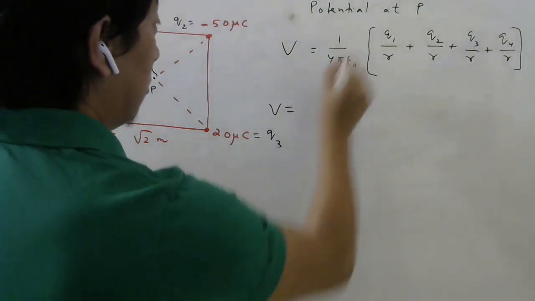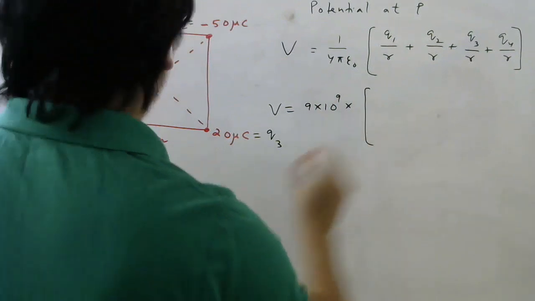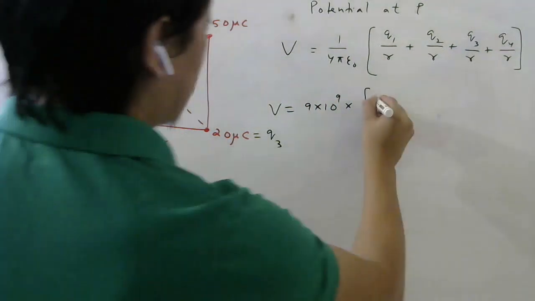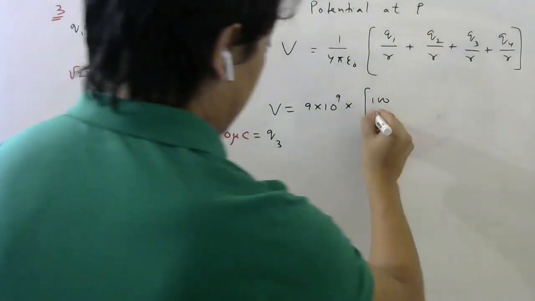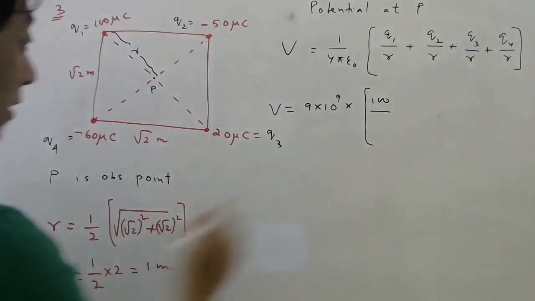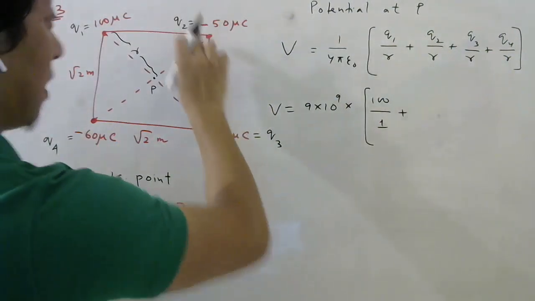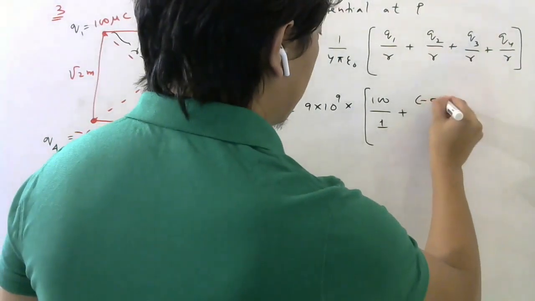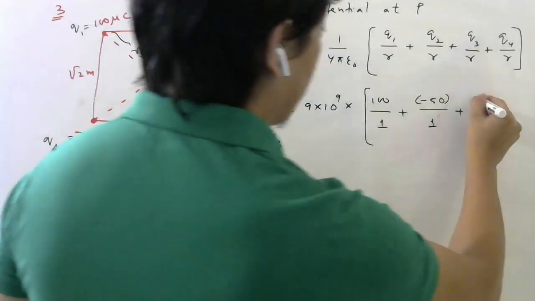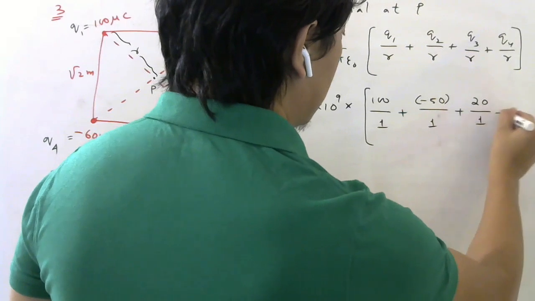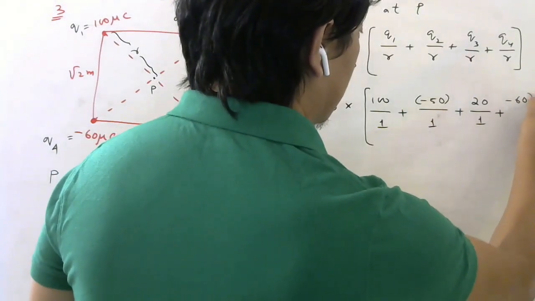Now this value is 9 into 10 power 9. Q1 is 100 microcoulomb. So I can write 100 right now, microcoulomb I will write, don't worry, divided by R. R is 1. Plus Q2 is minus 50. If it is minus, you have to write minus. So minus 50 divided by 1. Plus third charge is 20. Plus 20 divided by R is 1. And Q4 is minus 60. Minus 60 divided by 1.